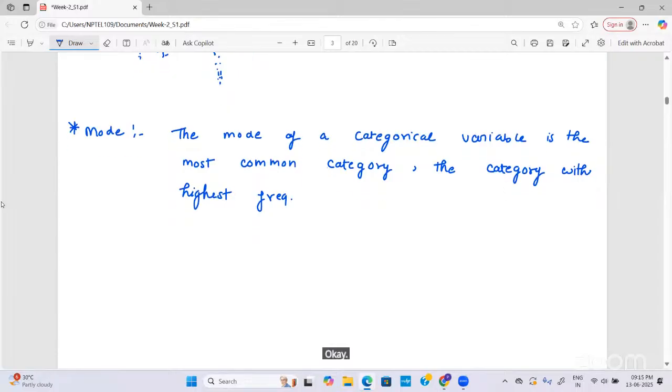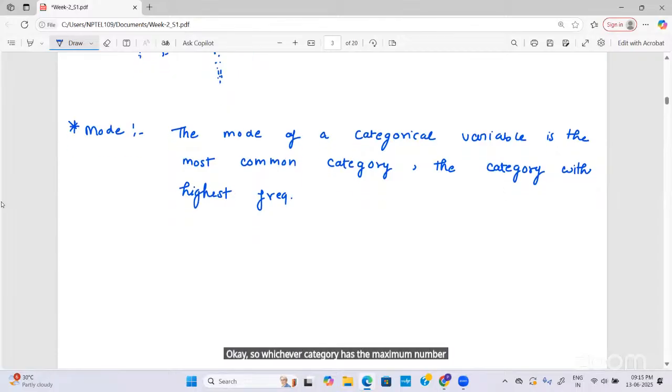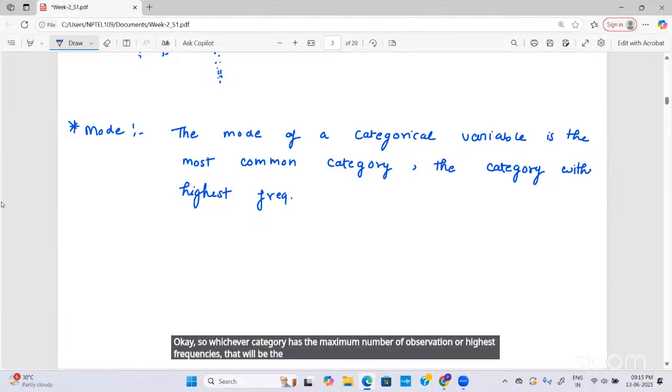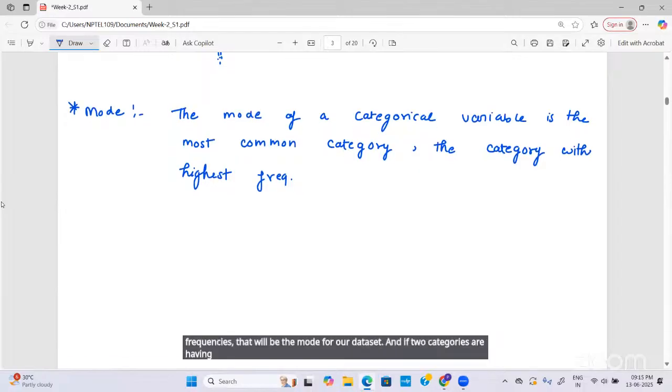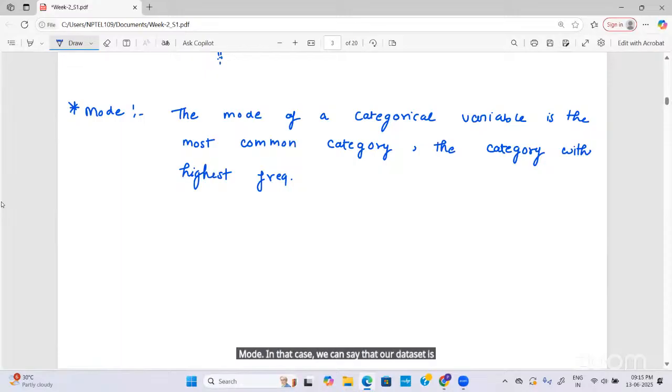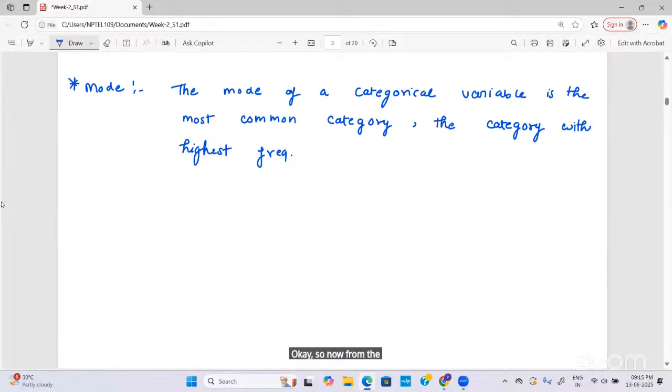Whichever category has the maximum number of observations or highest frequency will be the mode for your data set. And if two categories have the highest frequency, then both categories will be your mode. In that case, we can say that our data set is bimodal. Now from the graph, how can you see it? In the bar chart, the longest bar will be your mode. So that category will be your mode.